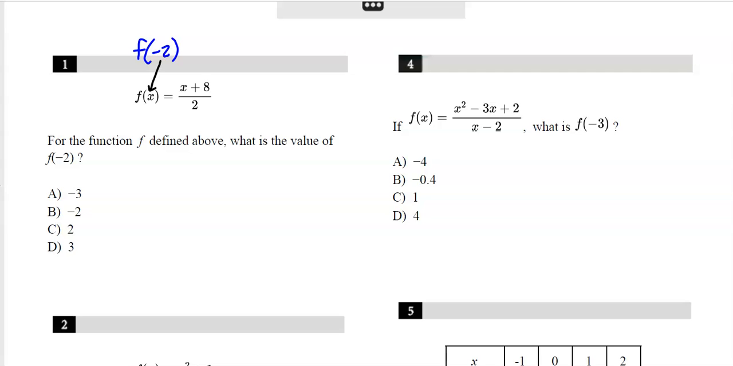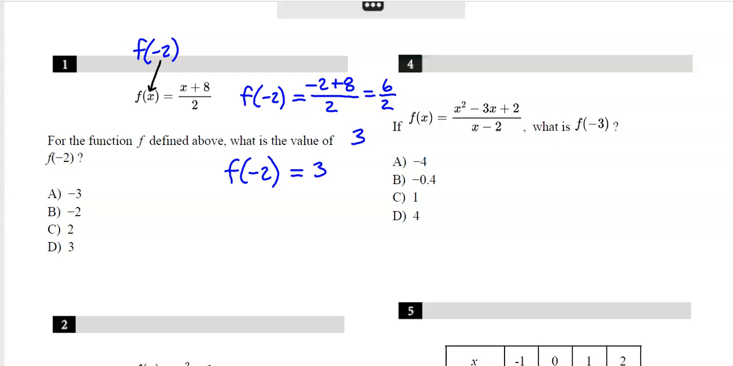All right, so I'm going to rewrite this. F of negative 2 is negative 2 plus 8 divided by 2. And negative 2 plus 8, I do the top first. Well, that's 6. And 6 divided by 2 will give me an answer of positive 3. So f of negative 2 equals 3. You can kind of think of this as, this is the x, and this is the y. So the correct answer here would be D.